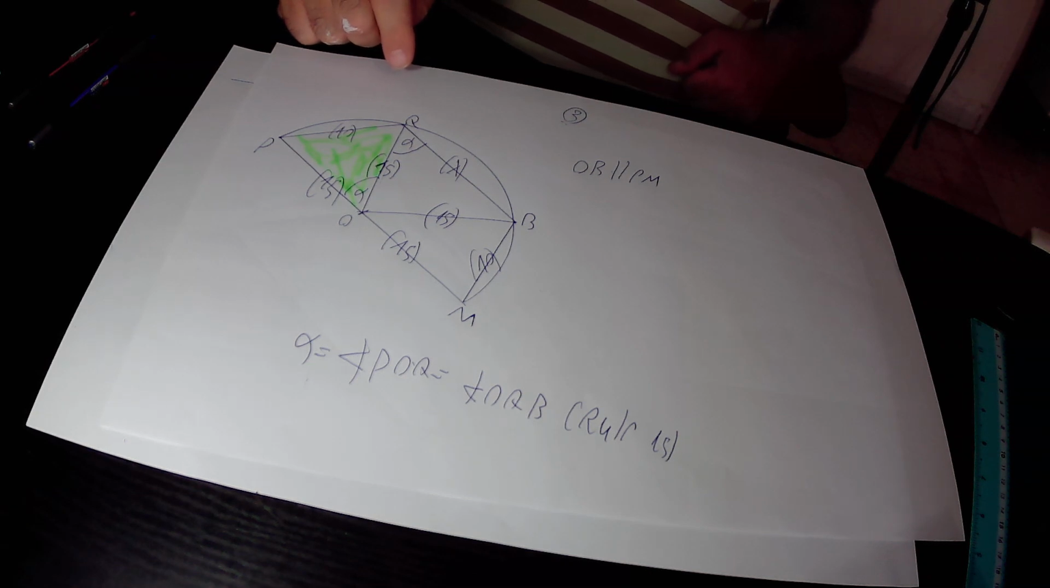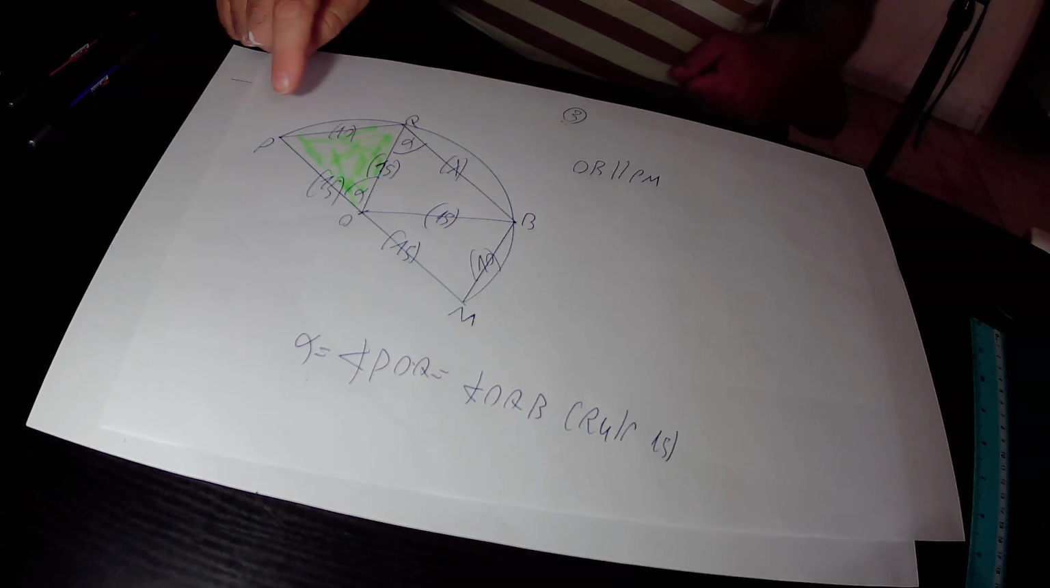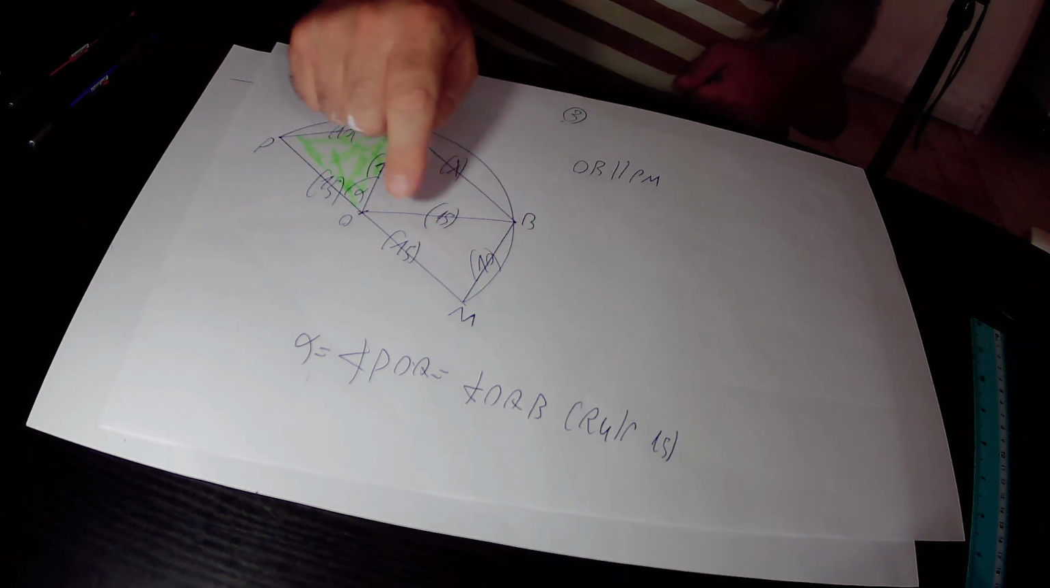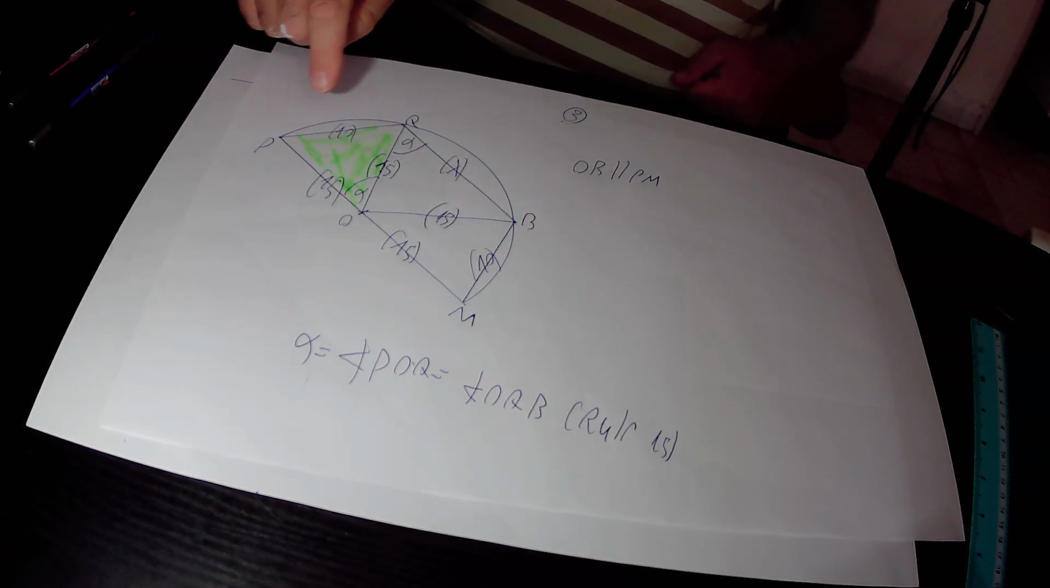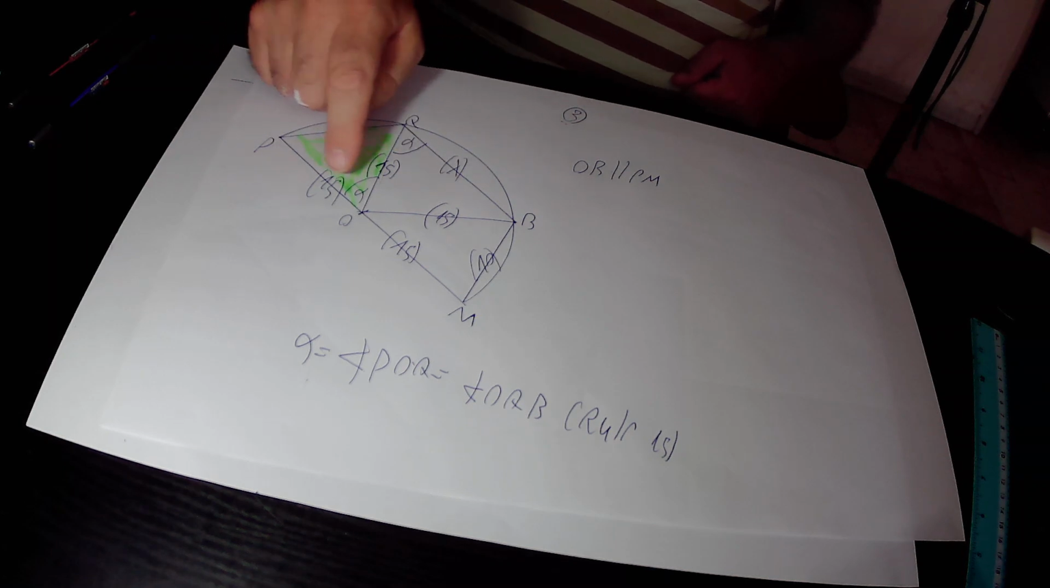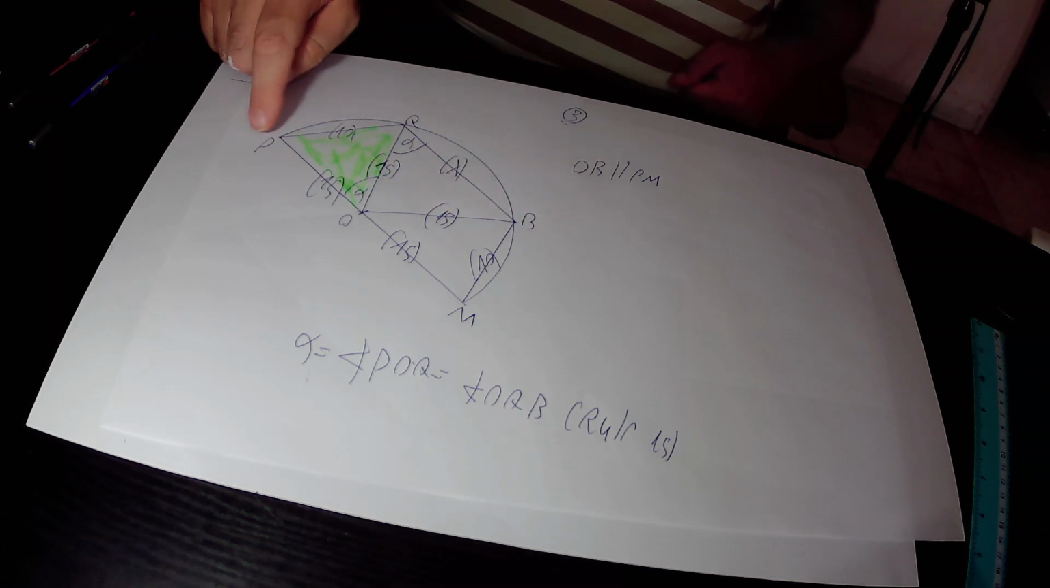We have already found out that according to rule 18, side QB is parallel to the opposite side PM. QB is parallel to PM.